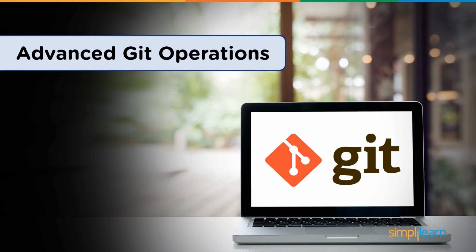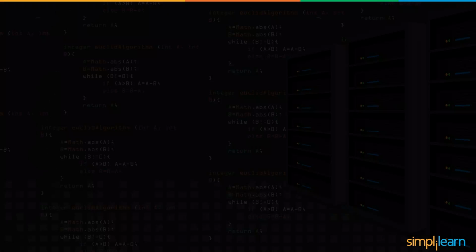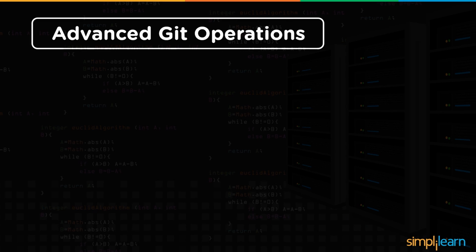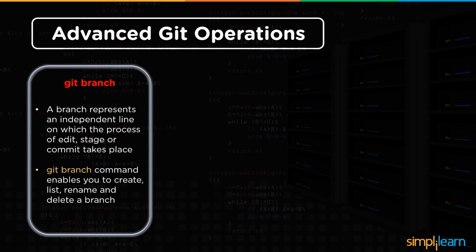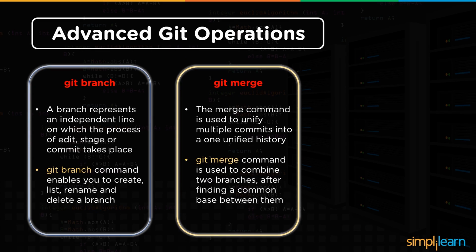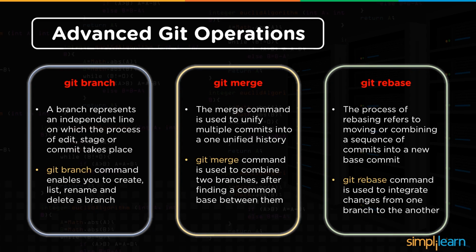So these were some of the git operations which talk about how we can do some basic stuff over there. But now the next thing we have over here is the advanced git operations. In this one, a couple of operations are involved: git branch, then we have git merge, and then we have git rebase here. Now the first one is the branch.